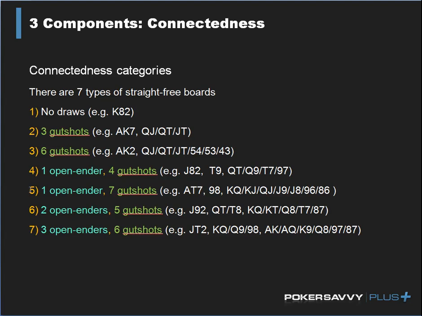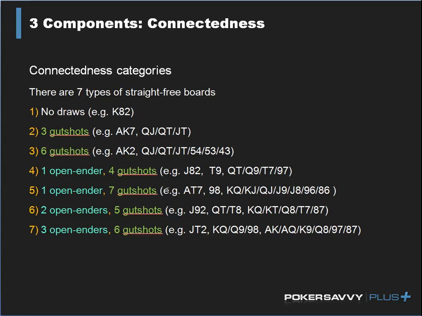Moving up here, back to number 5, 1 open ender, 7 gut shots. So what we've done is we've taken this 3 gut shot board, Ace 10x, and we've taken one of these 1 open ender, 4 gut shot combinations, the 10 7x, and put them together. And so you have this open ender, 9 8, and then you have the 4 gut shots that go with that, Jack 9, Jack 8, 9 6, 8 6, and then you also have the 3 gut shots that are happening at this top end.